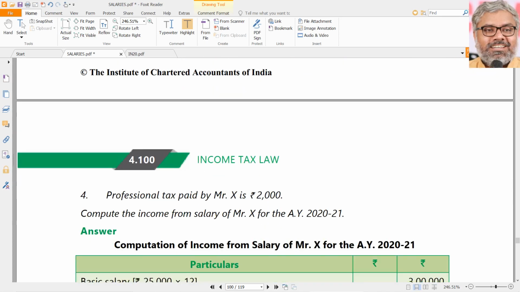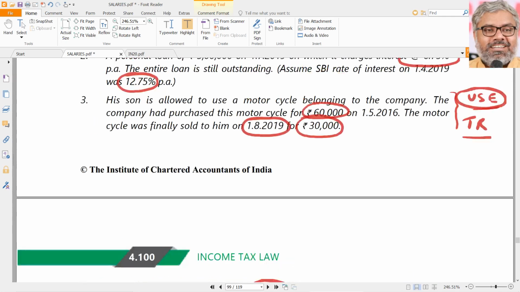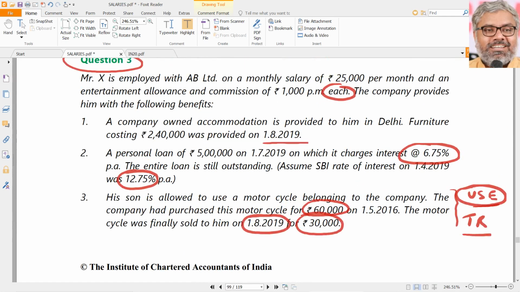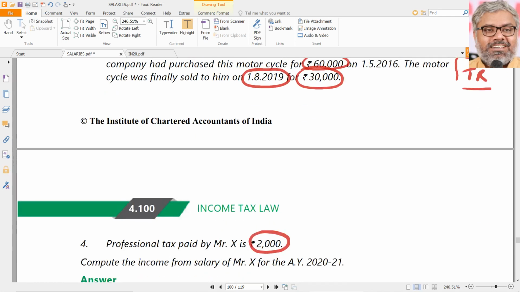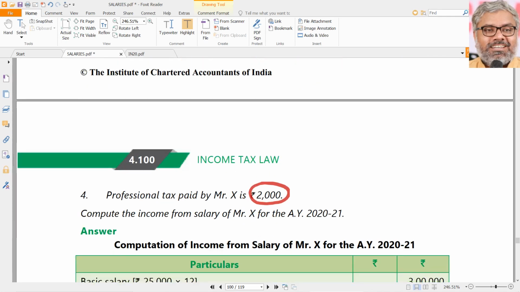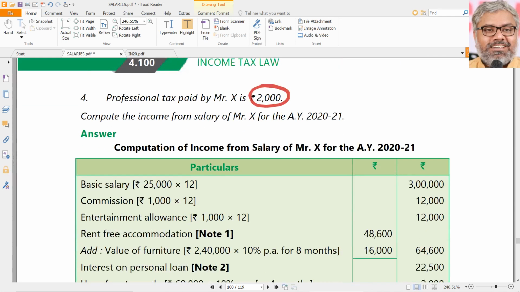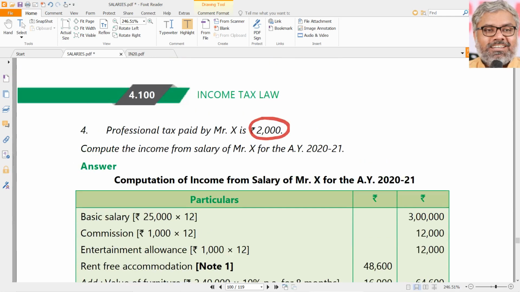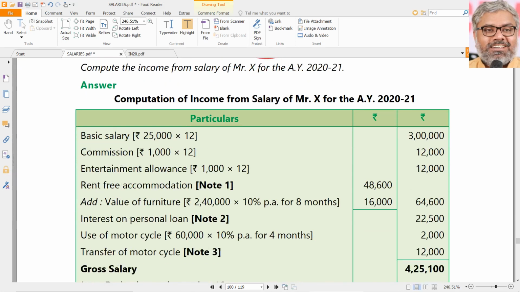Then professional tax paid by Mr. X is 2,000. You have to read it. It is not paid by company, so it should not be included first. If it is paid by company, then it has to be included first, then deducted. If it is paid by the employee only, nothing to be included in the salary. Directly, just have to give deduction under section 16(iii) later. So that's all. That is the question.